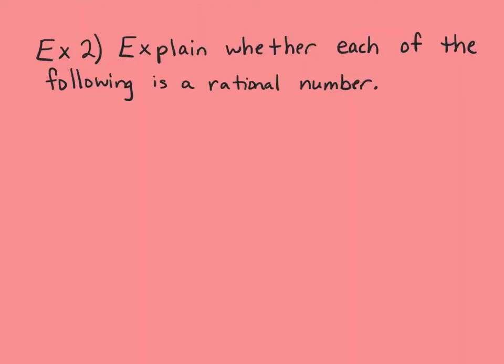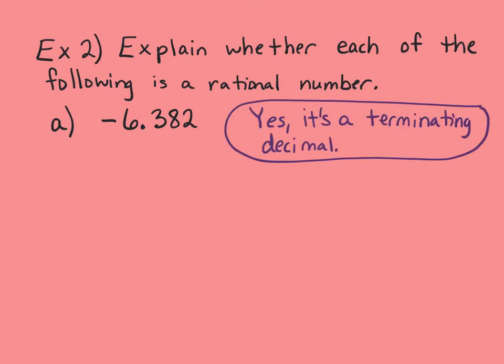Example 2, explain whether each of the following is a rational number. Part A, -6.382. Well, remember, a rational number, if written as a decimal, is either terminating or repeating. This decimal ends. So yes, it's rational because it's a terminating decimal.